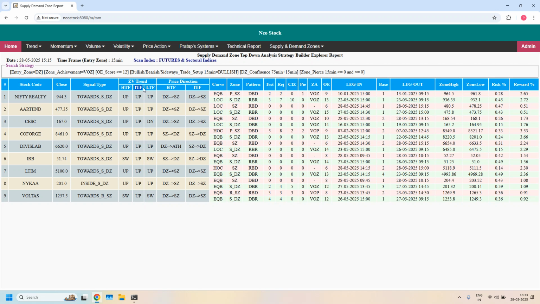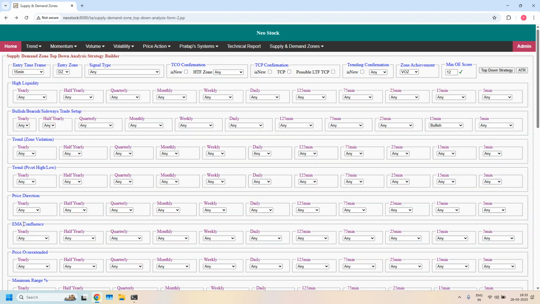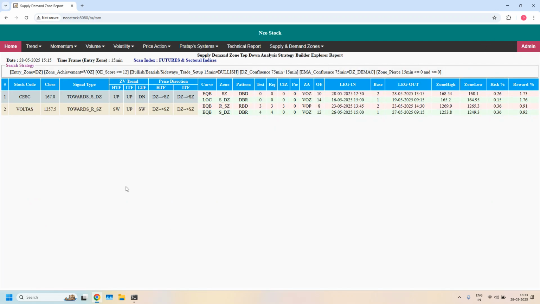And 75 minutes trend is uptrend in all the stocks, ITF trend. So let's verify if any of the 75 minutes demand zones are having daily EMA confluence. We got 2 stocks. So these two 75 minutes demand zones might be having more high probability to get success.